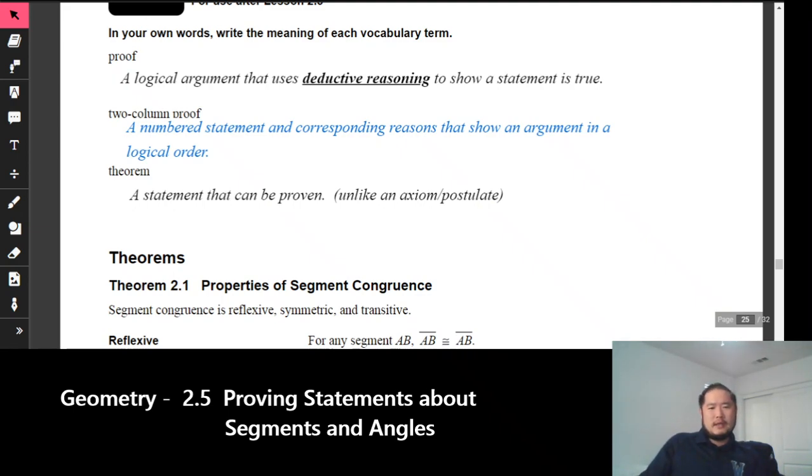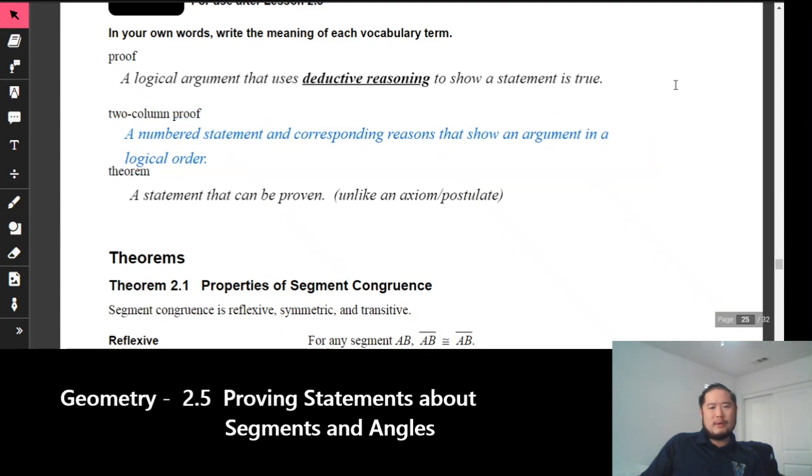So how we work out a proof is by writing them out in a fashion called a two-column proof. You have obviously two columns, and we have a numbered statement and corresponding reasons that show an argument in a logical order. So we'll say, like, 1. You might have a diagram that shows you that angle 1 is congruent to angle 2. So we'll write that down. Angle 1 is congruent to angle 2. What is our reason for that? It simply would be given.